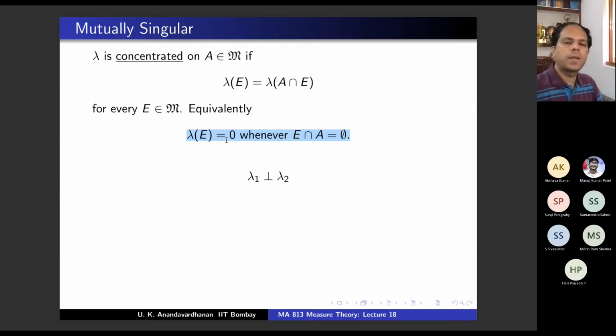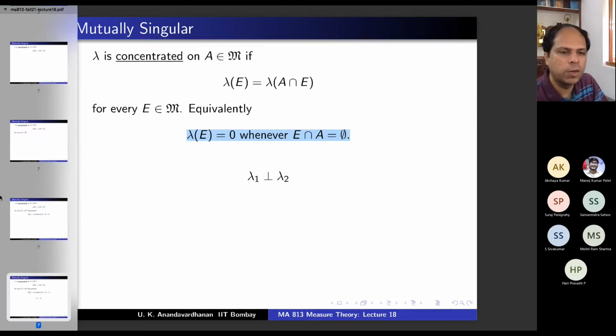So, you say that lambda 1 and lambda 2 are mutually singular. This notation is suggestive, right? These are very different, right? Orthogonal means they are very different, in some sense. So lambda 1 and lambda 2 have nothing to do with each other. For all analysis, you can decompose a measure into various mutually singular measures and analyze them individually. We will see. Okay. So lambda 1 and lambda 2 are mutually singular.